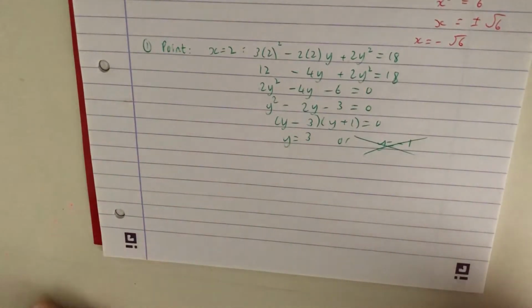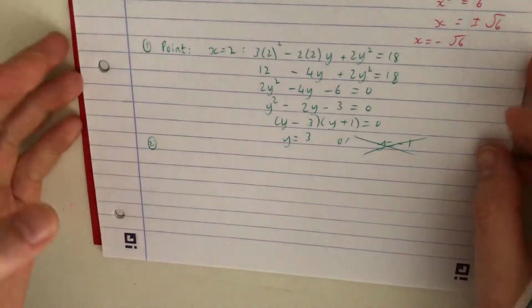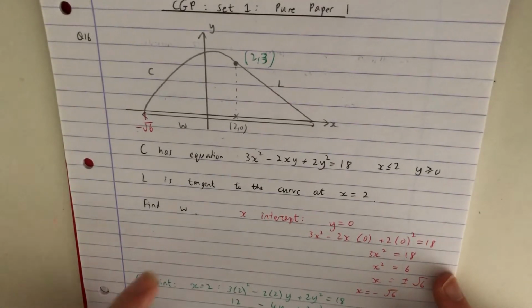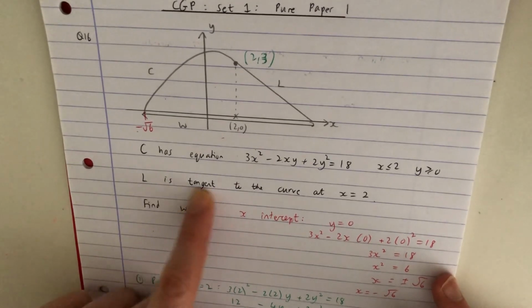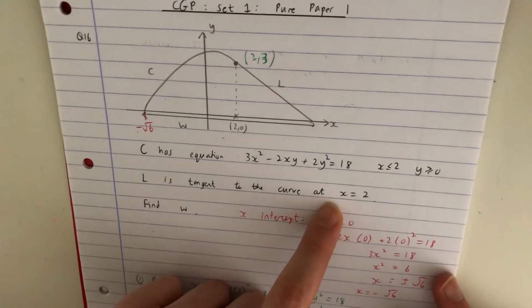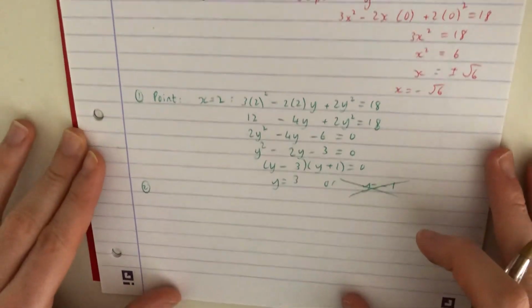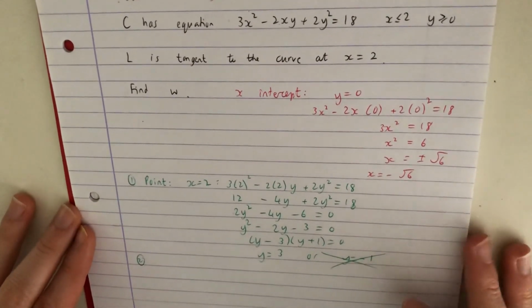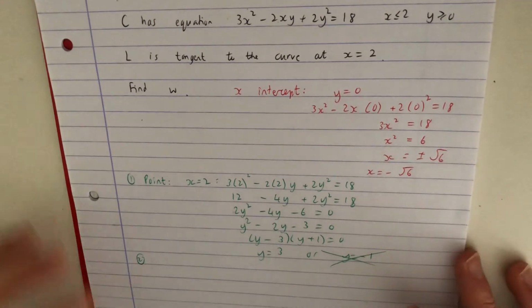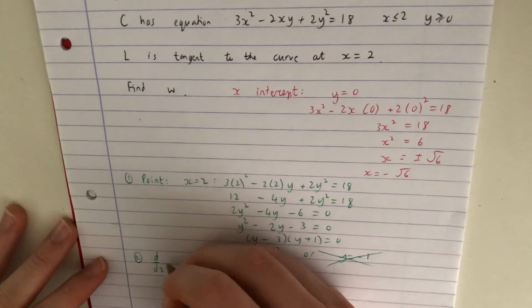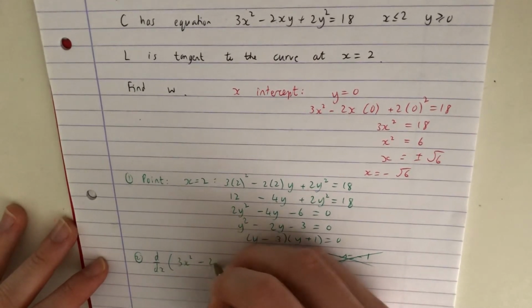Right, gradient. How do you work out the gradient of that line? The only thing we haven't used in the question is that L is tangent to the curve at x is equal to 2. So the gradient of the curve at that point would match up with the straight line. So we have to differentiate. So there's the curve there. We have to use probably implicit differentiation. So differentiate everything with respect to x.